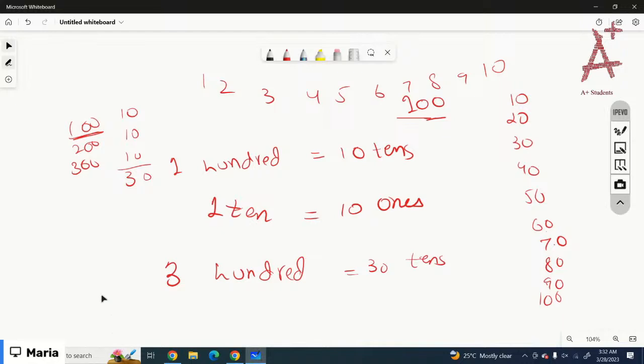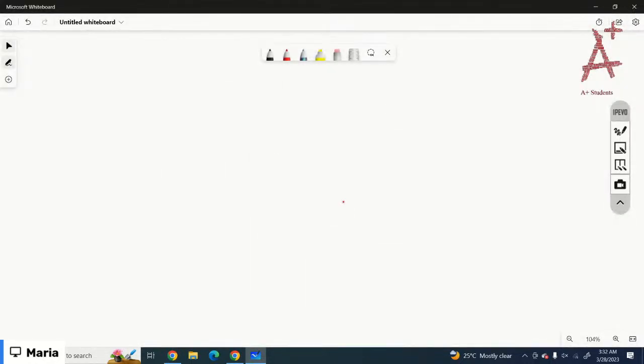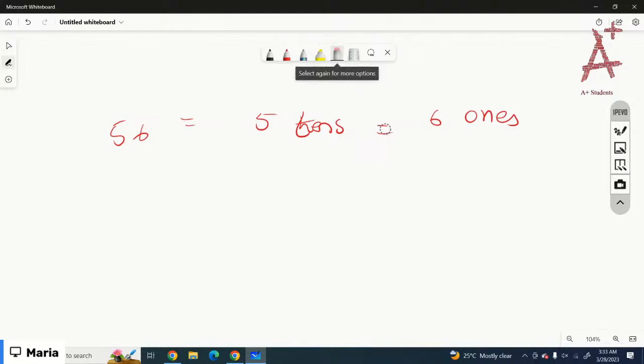Okay, up till now we have learned the expanded form. What is the expanded form? Like you have 56. We know that we can write it in expanded form like this. In this number we have 5 tens and 6 ones. This is the expanded form. Got it? 5 tens and 6 ones.